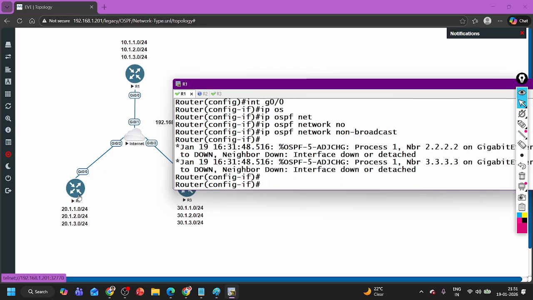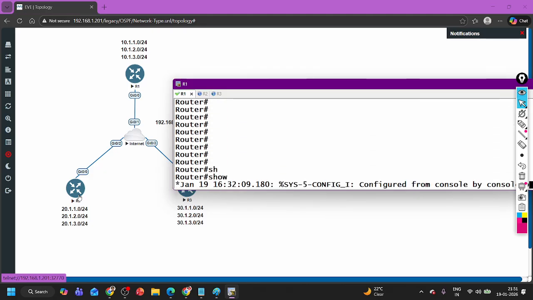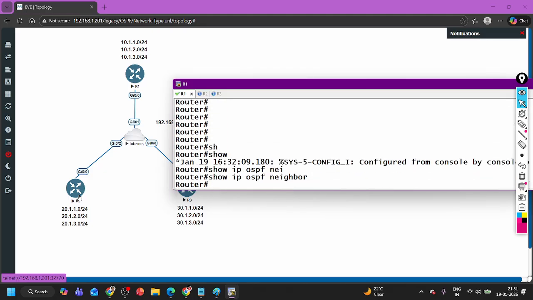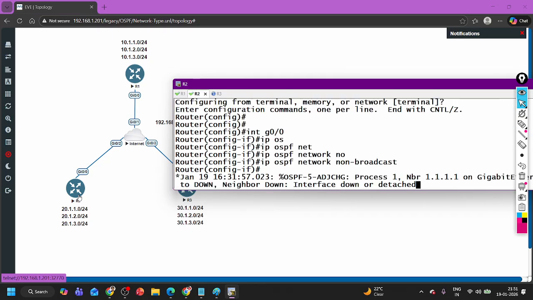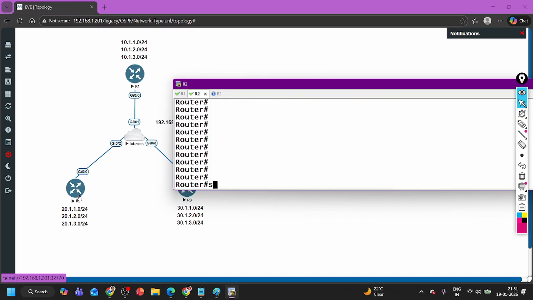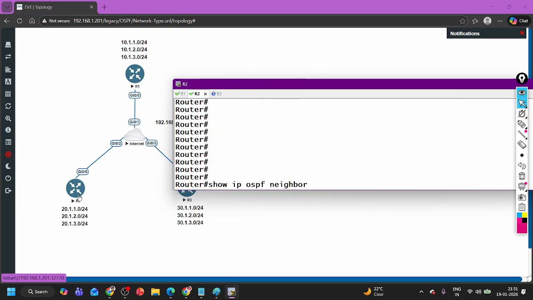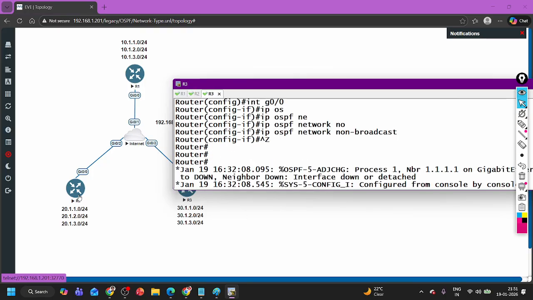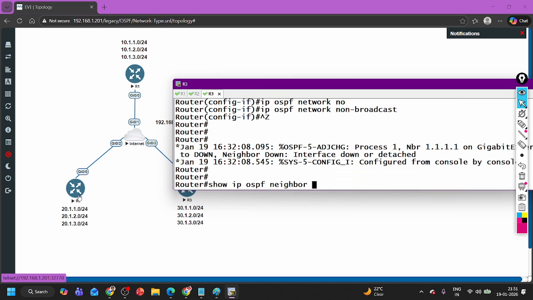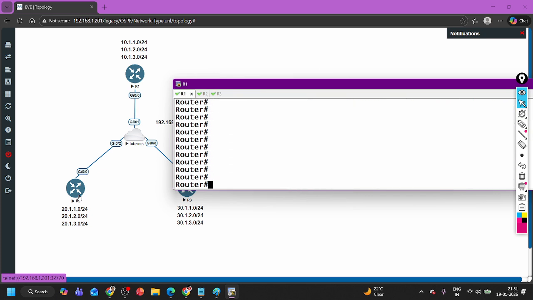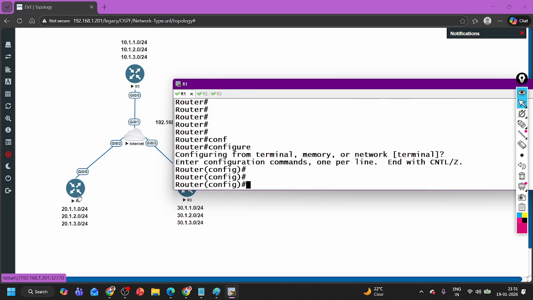Now what is the issue? Now you don't have neighborship. Why? Because in the non-broadcast network type we have to configure a static neighborship. Dynamic neighborship is not supported. Correct? That's why we don't have neighborship on any router. You can see on router 1, router 2, as well as on router number 3, we don't have any neighbor. So go to router 1 and configure a static neighborship.